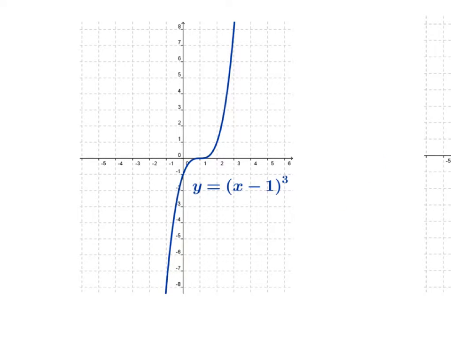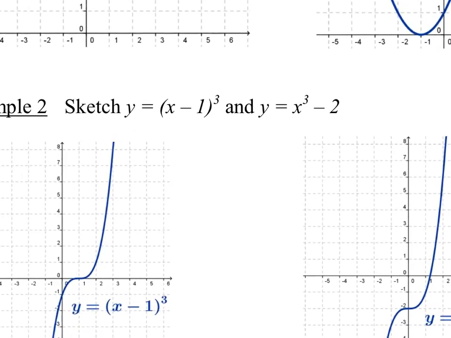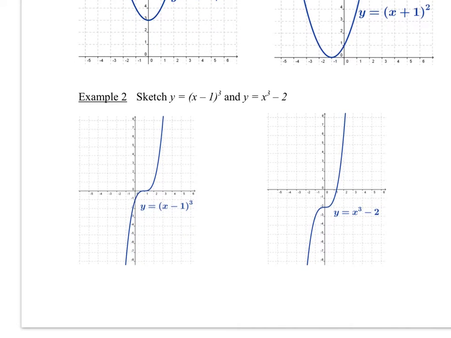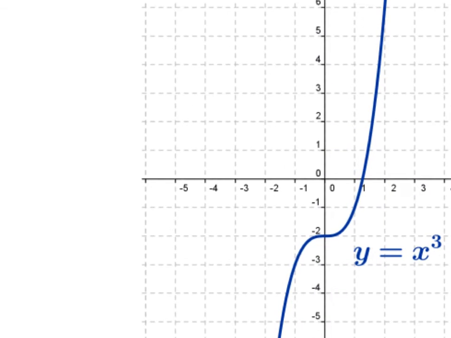Now if we look at this function here, which is the x cubed minus 2 function, you can see that the same y equals x cubed function that we had has been shifted down by 2 units. So what used to be at 0, 0, there used to be a point at 0, 0, has been shifted down 2 units. And the whole graph has been shifted down by 2 units.